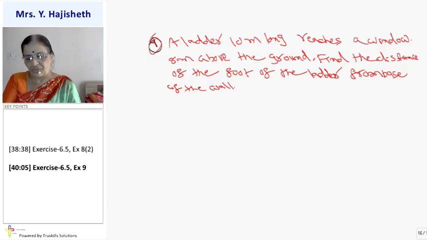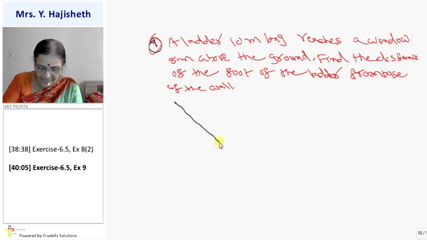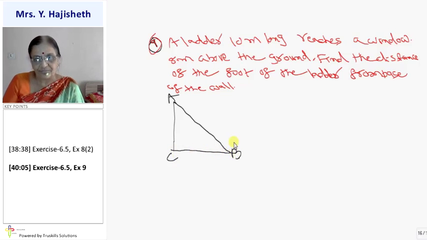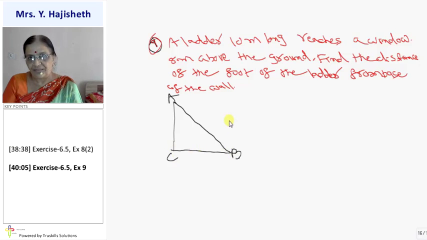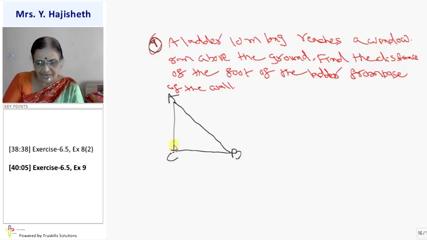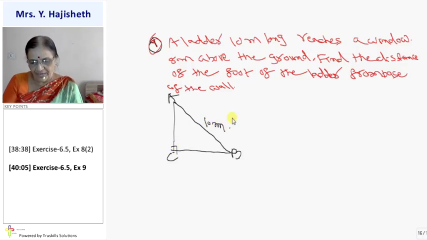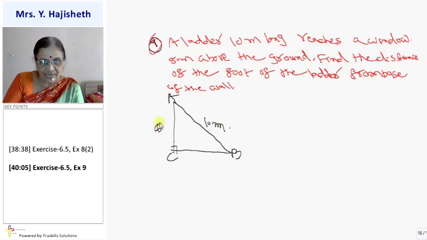Let me draw the ladder. Suppose my AB is a ladder, okay? And C is the foot of the wall. Find the distance of the foot of the ladder from the base. Base of the wall is C and A is the window. AB is a ladder of 10 meter long and height of the window is 8 meter. I am asked to find out BC, okay?